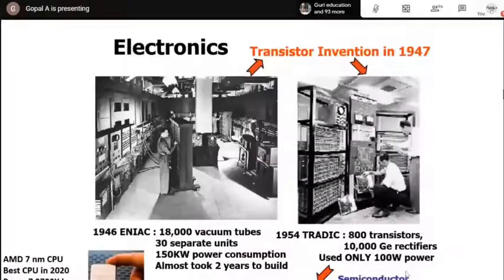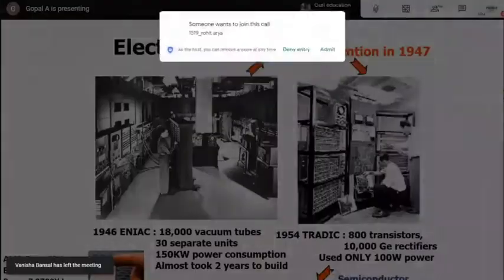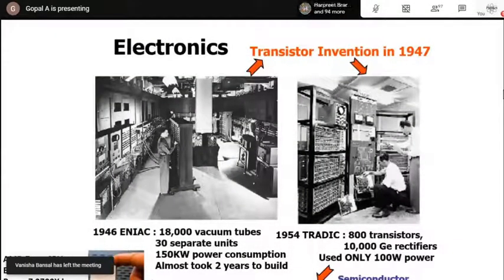And then we kept on making smaller and smaller chips, packing more and more transistors into our chips. So the latest we have is the AMD 7 nanometer CPU, which is claimed to be the best CPU in 2020.